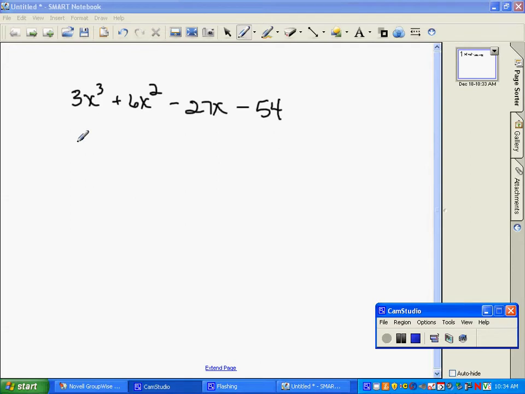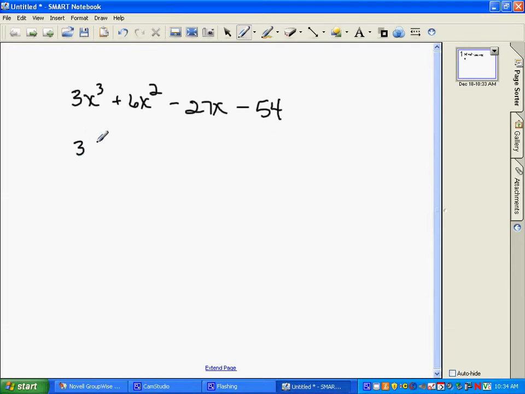When we pull out a 3, 3 goes into itself one time. So we have that x cubed left. 3 goes into 6 twice, so we have a 2x squared left. 3 goes into 27 9 times. And 3 goes into 54 18 times. So now we have a polynomial that has 4 terms in it left inside the parentheses.